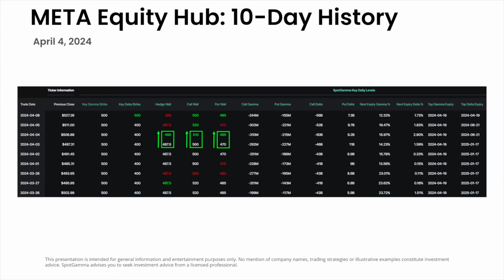The history for Meta showed a move higher in the hedge wall, call wall, and put wall on April 4th compared to the previous day. This indicates the potential ceiling and floor moved higher, and traders were looking for, accepting, and positioning themselves for higher prices.